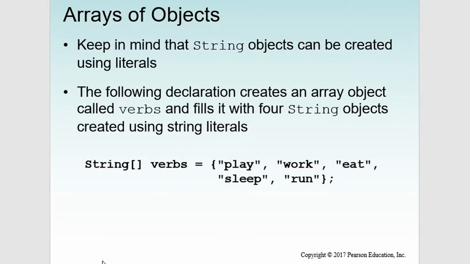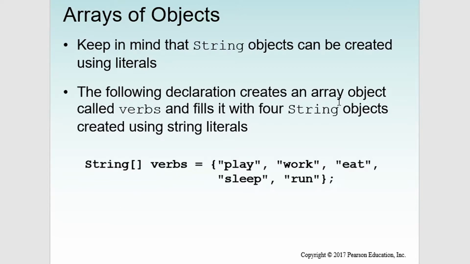Keep in mind, string objects can be created using literals. The following declaration creates an array object called verbs and fills it with string objects created using string literals. So here they have an initializer list and they pass in 5 strings: play, work, eat, sleep, and run. And that's what they assign to the array verbs.